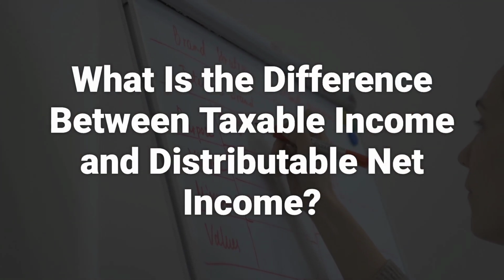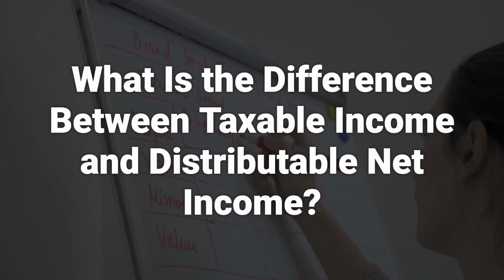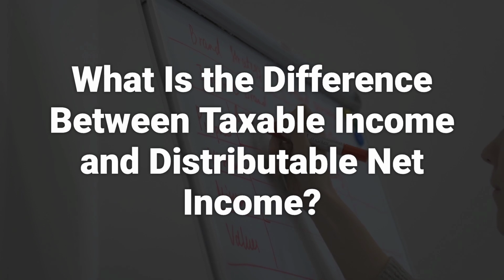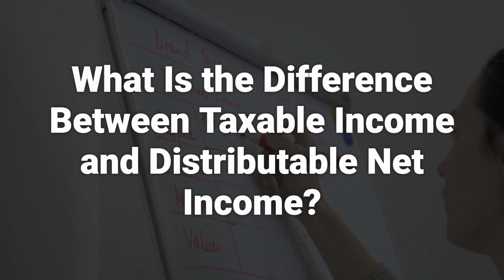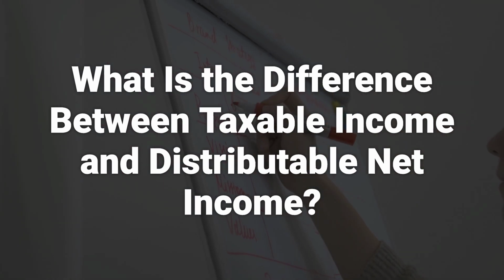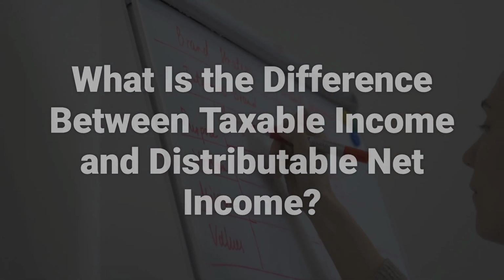A trust's taxable income includes interest income, dividends, and capital gains, and it subtracts any fees, tax exemptions, and capital losses. For the DNI calculation, capital gains are subtracted back out, while tax exemptions and capital losses are added back in.